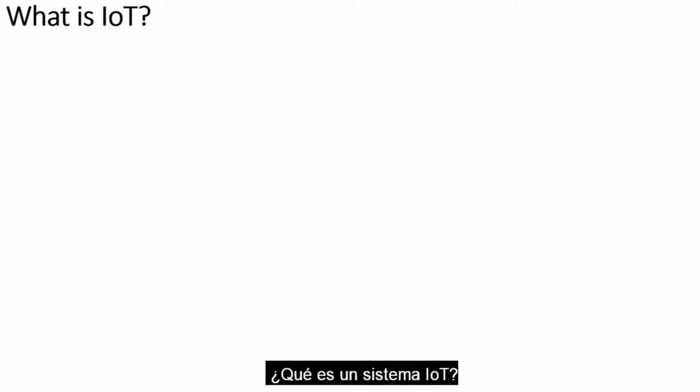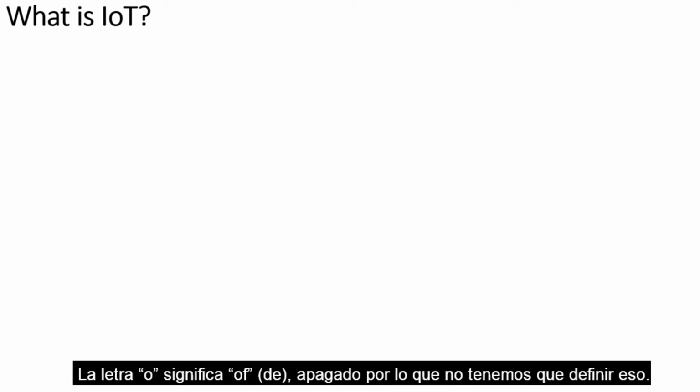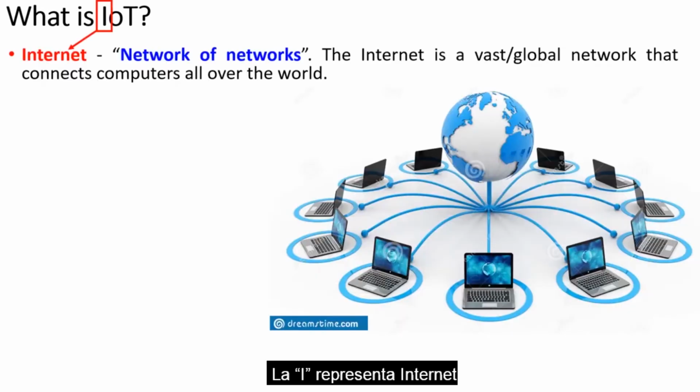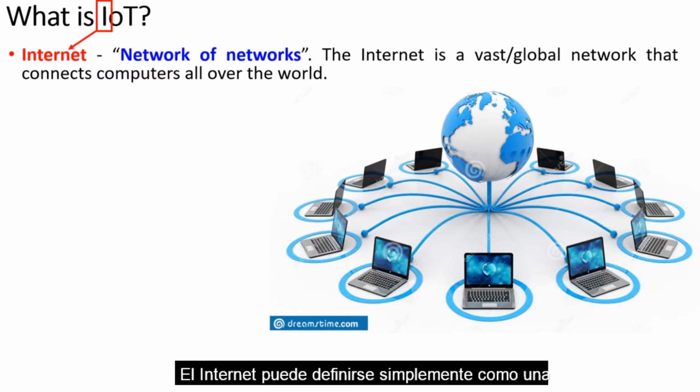What is an IoT system? We will define this by covering the different letters that make up an IoT, which is I and the T. The O stands for of, so we don't have to define that one. So what does the I stand for? As I had mentioned, I stands for the Internet. And what is the Internet? The Internet can simply be defined as a network of networks. Or in other words, the Internet is a vast or global network that connects computers all over the world.